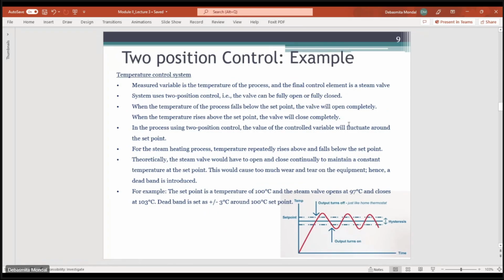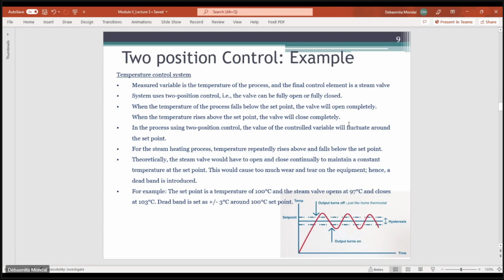So here, let's say you have a temperature control system. In this temperature control system, what we are trying to do is measure the temperature of the process, and we control the process by using a final control element, which is a steam valve.